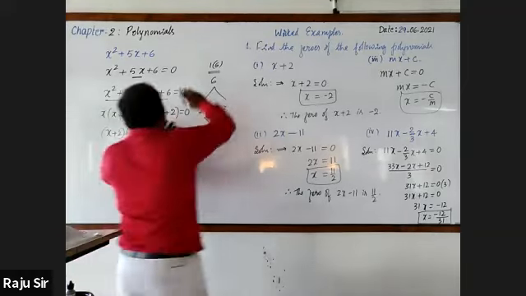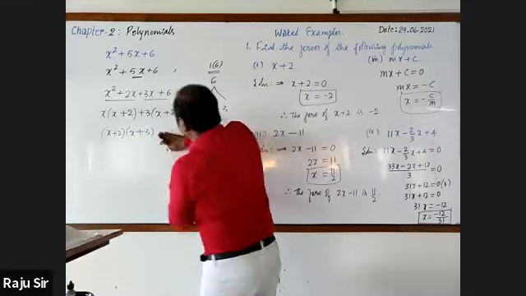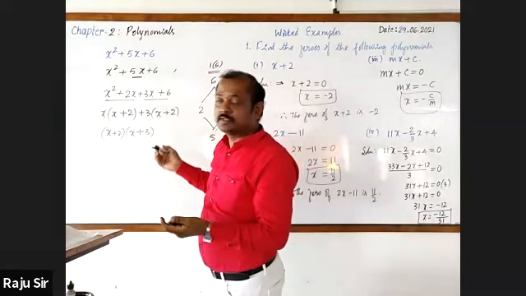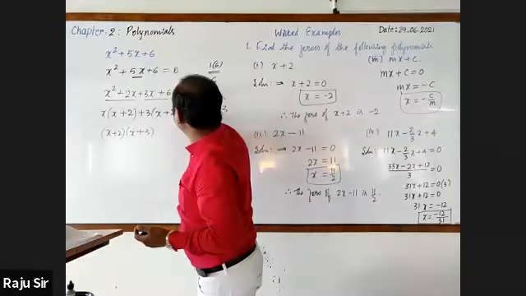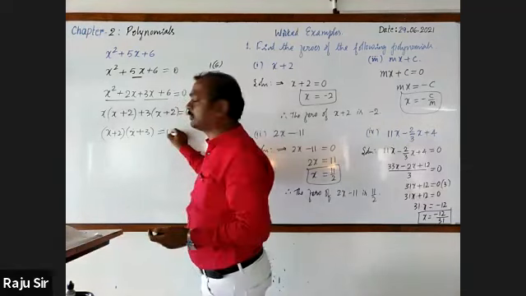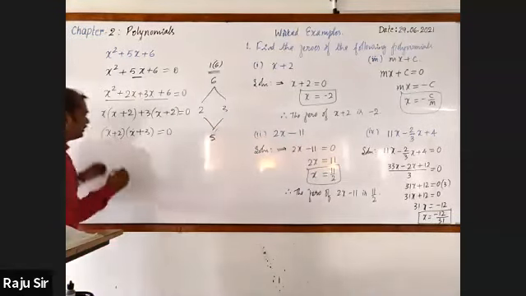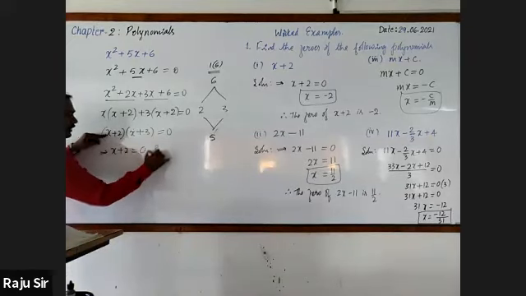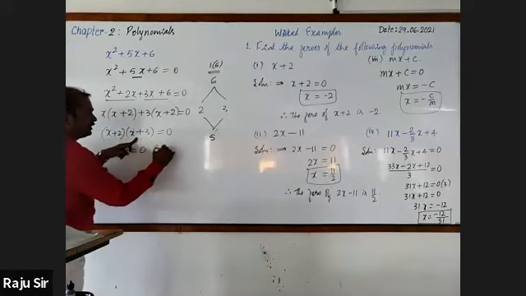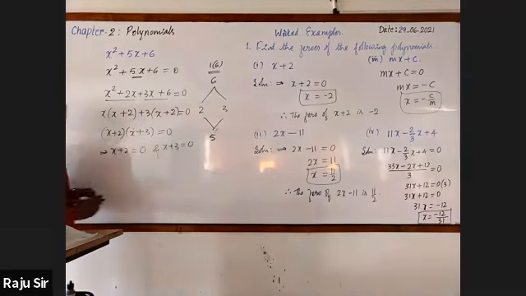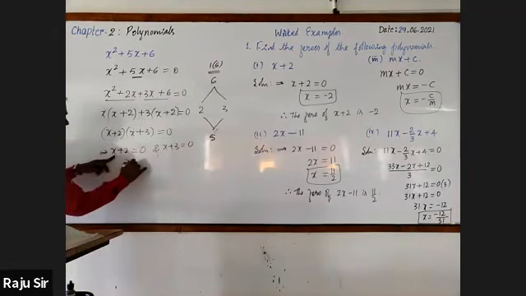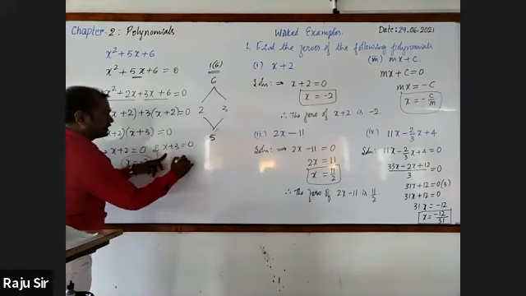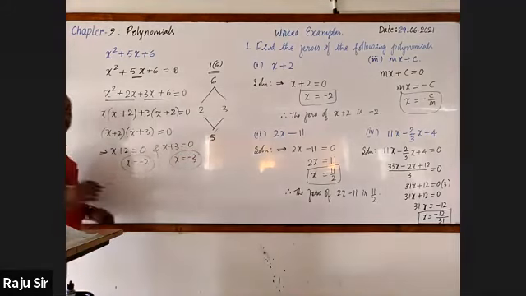This is the factorization you have learned in your previous class. As we are going to find the zeros, I'm going to equate them to 0. Equate x plus 2 to 0, and the other factor x plus 3 to 0. Now find x. Here x is equal to minus 2 and here x is equal to minus 3.